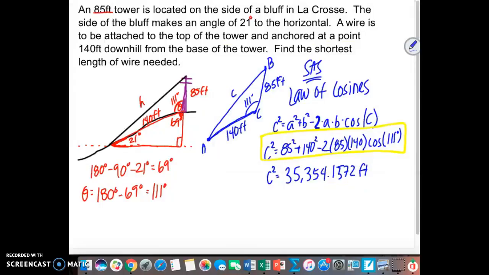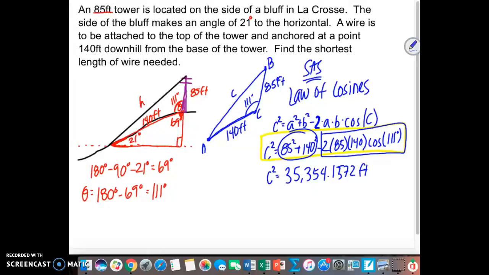A lot of people try to multiply and add their numbers first. However, it's important to know that multiplying 2 times 85 times 140 times cosine of 111 must come before taking 85 squared plus 140 squared and subtracting off the 2 times 85 times 140. This is just going back to Algebra 1, even, just remembering order of operations, remembering PEMDAS, and so forth.